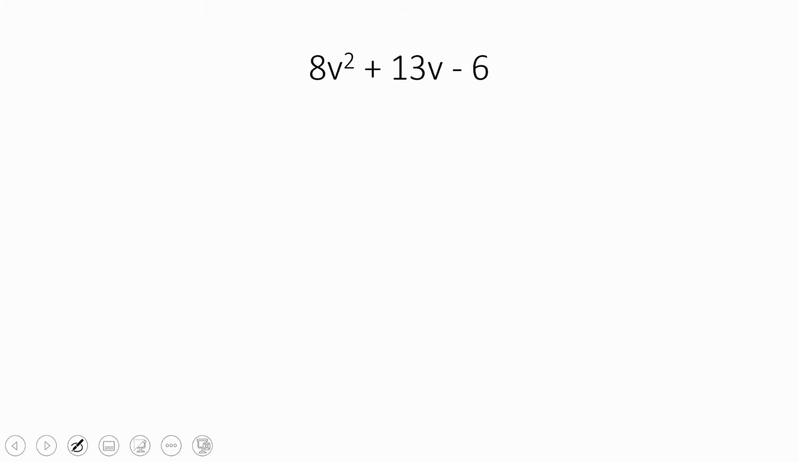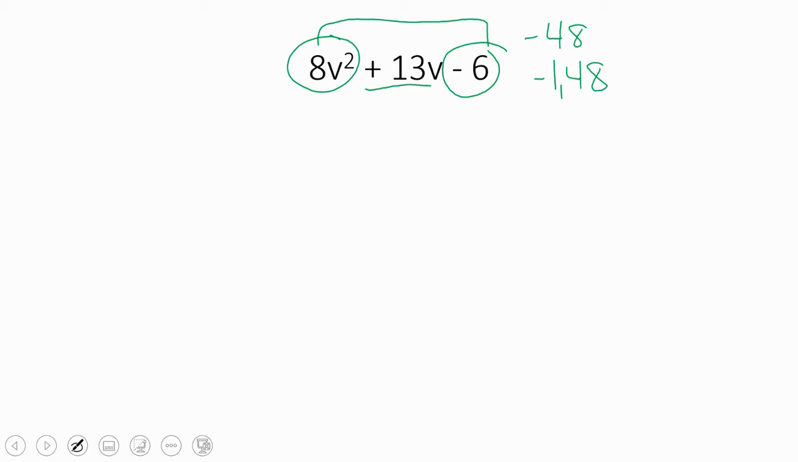One more. Alright, so I'm going to multiply 8 and negative 6 to give me negative 48. Factors of a negative have to be one positive and one negative. I want them to add to give me a positive, so the bigger number must be positive. So I have negative 1 and 48. I have negative 2 and 24. I have negative 3 and 16. Okay, negative 3 plus 16 is going to give me 13.